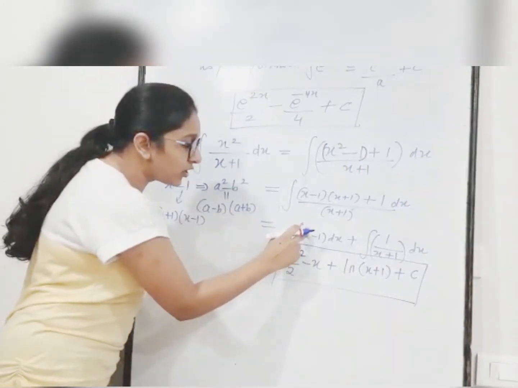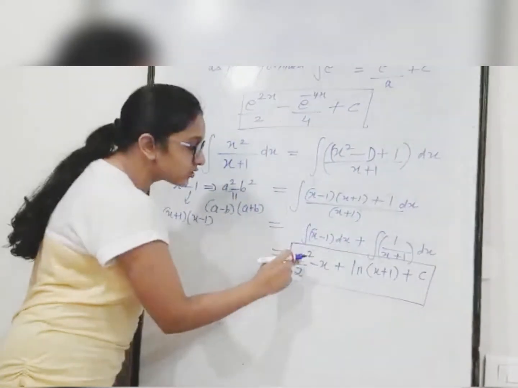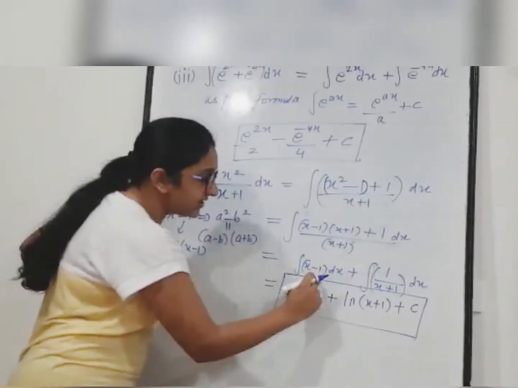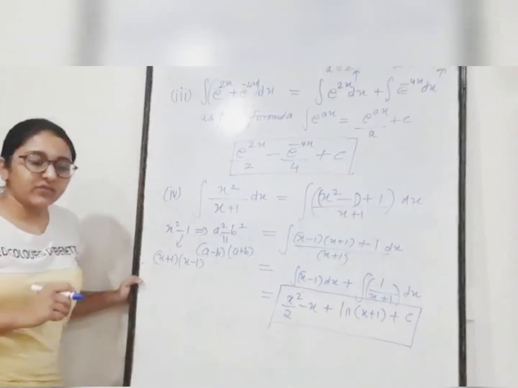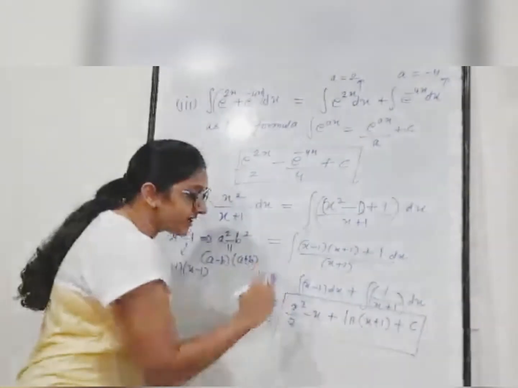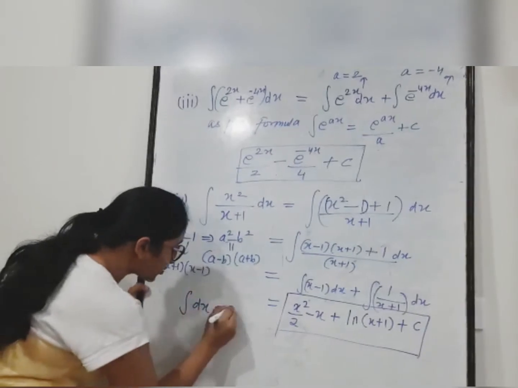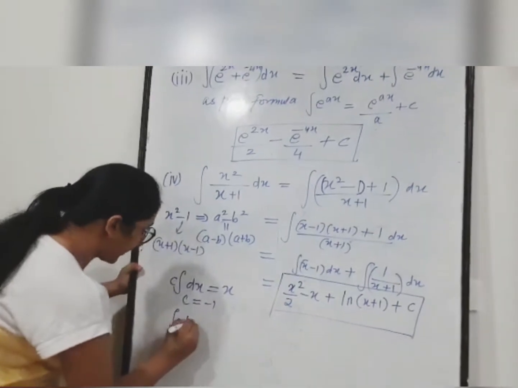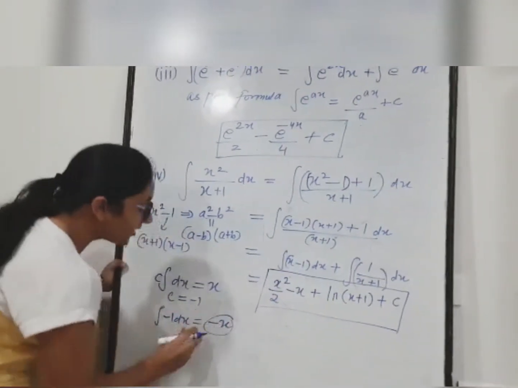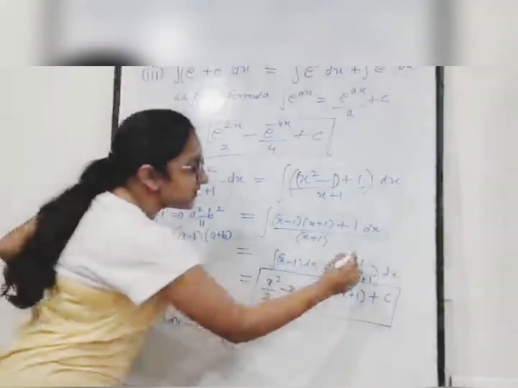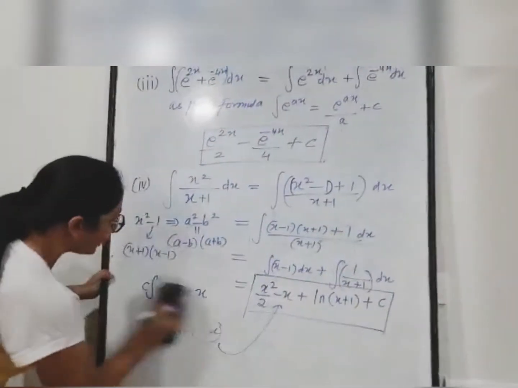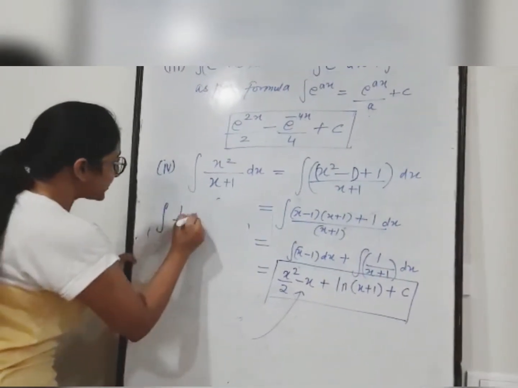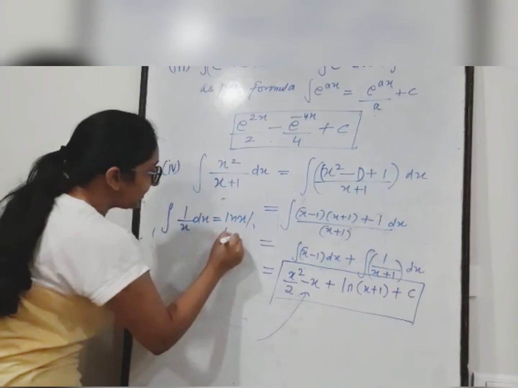Now here we put the formula of x to the power n. Since this is 1, so 1 plus 1 divided by 1 plus 1. Here 1 is a constant, so 1 will come outside, and the integration of dx, as per basic formula property 2, is x only. Integration of dx equals x, and the constant comes outside. Here the constant is minus 1. So integration of minus 1 dx will be minus x, right? So this comes here. Then we saw 1 by x. Then we saw that integration of 1 by x dx was ln x or log x, right?